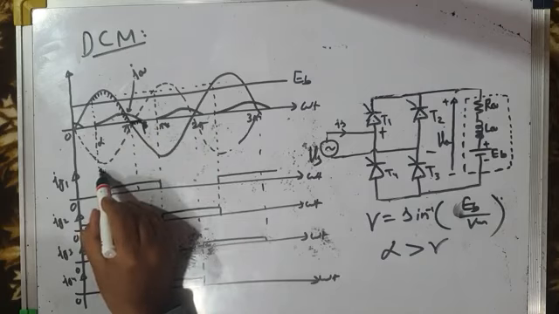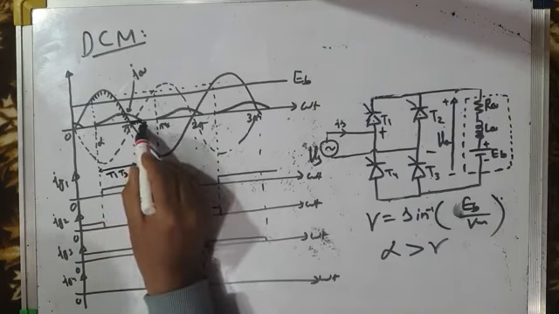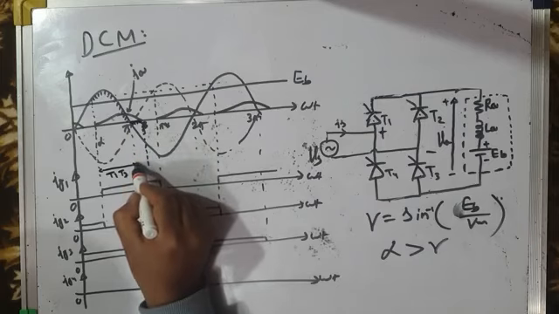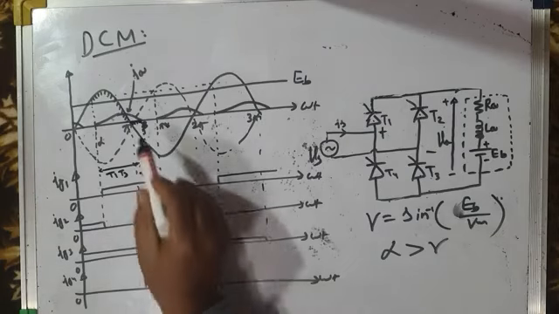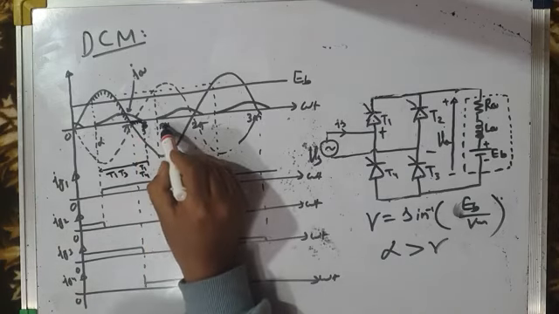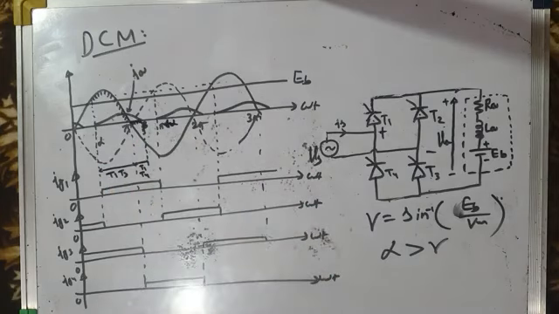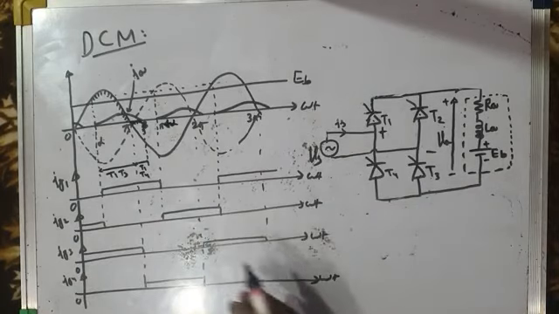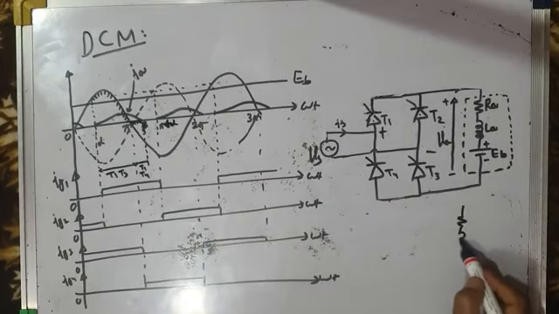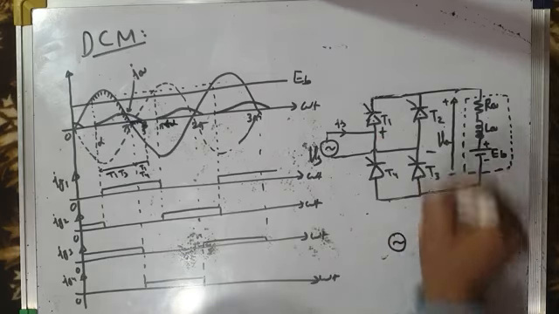So I can show the device conduction. From alpha to pi, the T1, T3 pair is conducting, and from pi to beta, the T1, T4 pair is conducting, and from beta to the next instant of firing, which is pi plus alpha, no device is conducting because current has already become 0. And since current has already become 0, load is disconnected from the source, and the load acts like this. This is the load. It is disconnected from the source because no device is conducting.